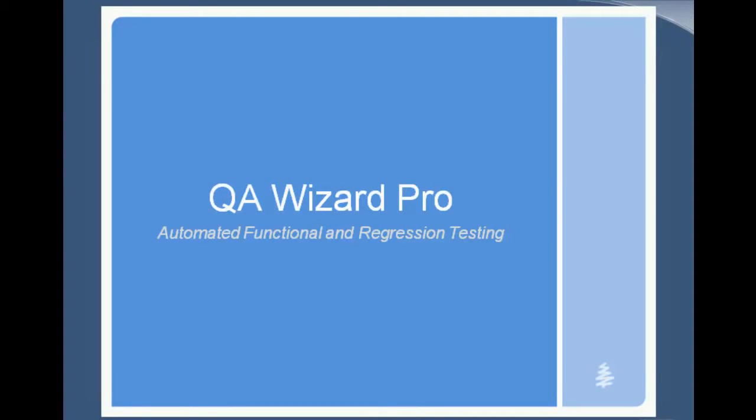This demo will give a brief overview of some of the features and functions of QA Wizard Pro, CPINE's automated functional and regression testing tool.